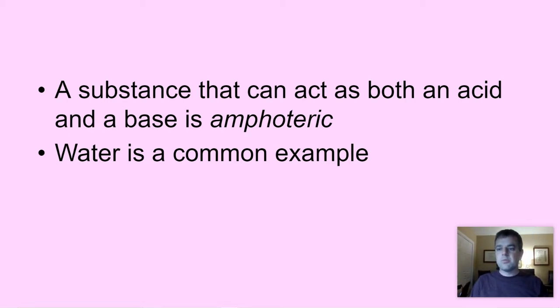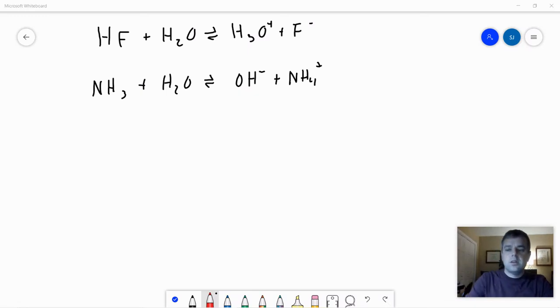Let me show you some examples of that in action. In these two equations, in the first reaction, HF is acting as the acid and water is acting as the base. H3O plus would be the conjugate acid and fluoride would be the conjugate base. In the second demonstration, NH3 is the one accepting the hydrogen ion, so it's the base. Water is the acid. Hydroxide is the conjugate base of water, and NH4 plus is the conjugate acid. So in the first example, water is acting as a base, and in the second, it's acting as an acid.